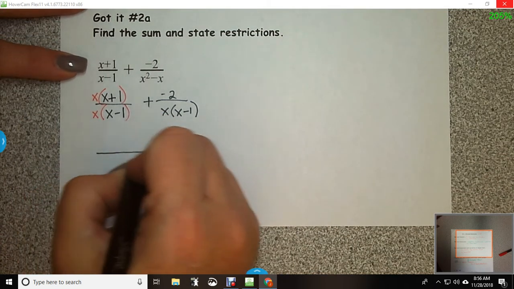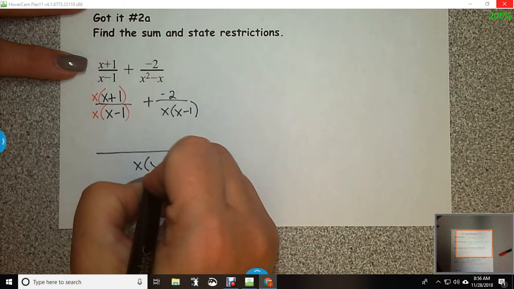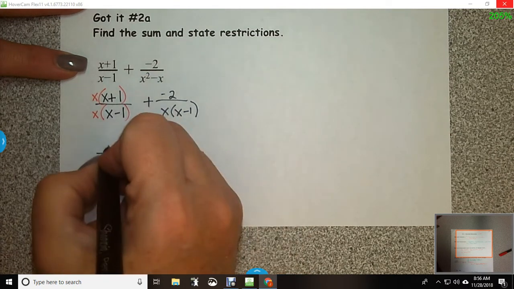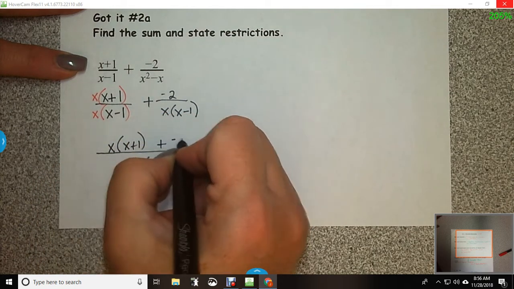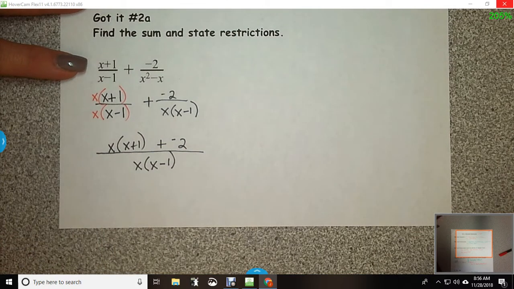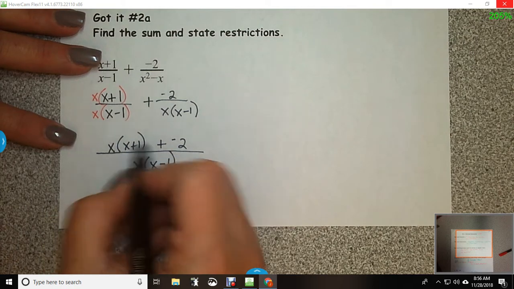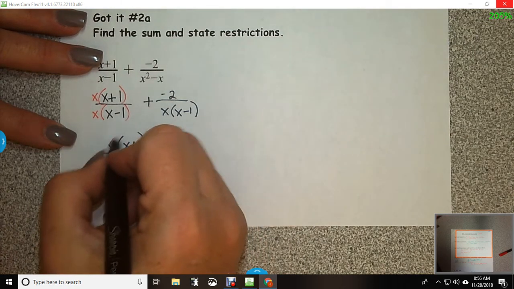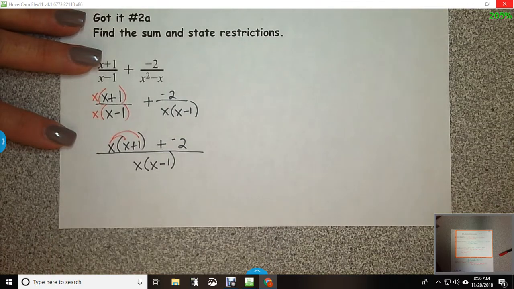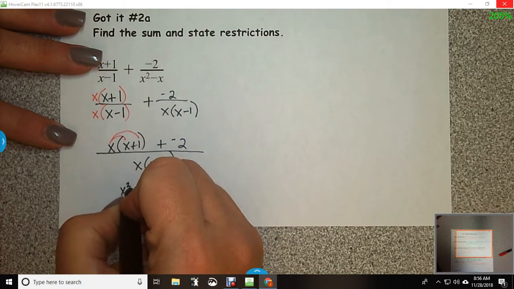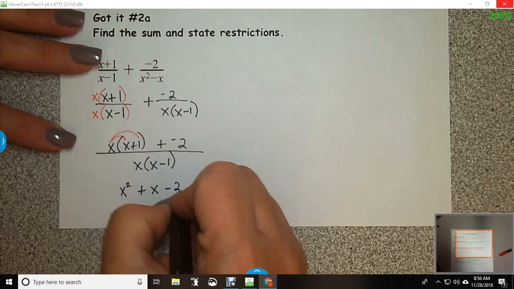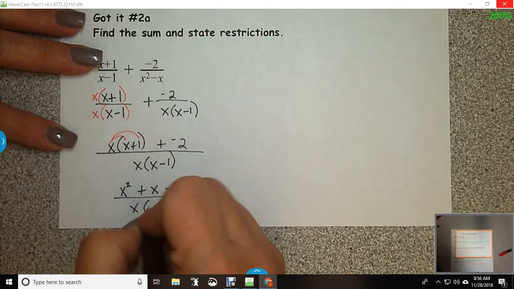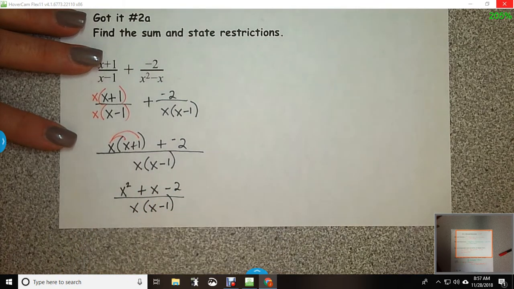So now, as one big fraction, here is my common denominator. And then I've got the first numerator plus the second numerator. Now I've got to simplify my numerators. So distribute my x, just like this, and that will give me x squared plus 1x, and then plus a negative 2 is just minus 2 over x times x minus 1.